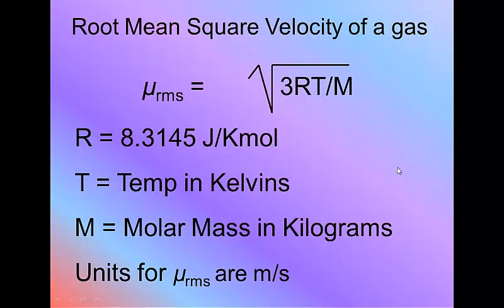Now, here's the problem. How do we get units of velocity for root mean square velocity when we're dealing with R, which has units of joules per Kelvin mole, and Kelvin, and mass in kilograms? Where does the meters per second come in? I'm going to tell you.